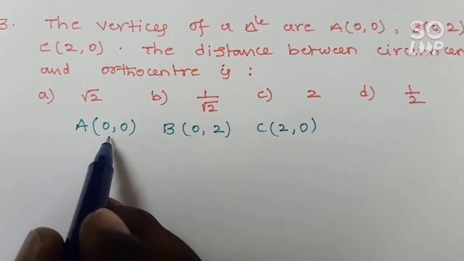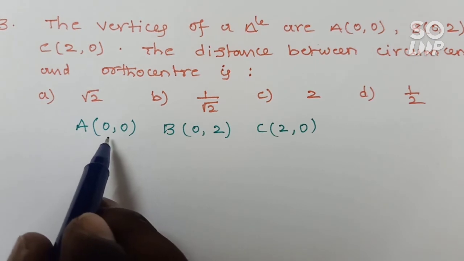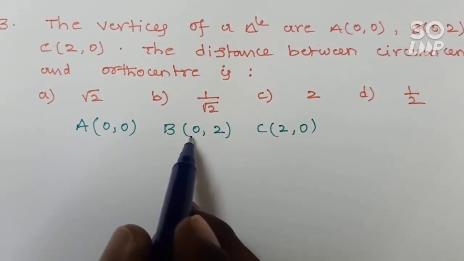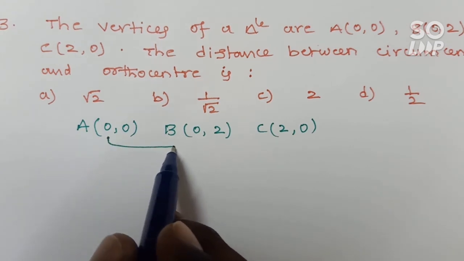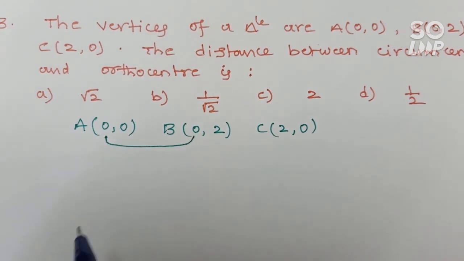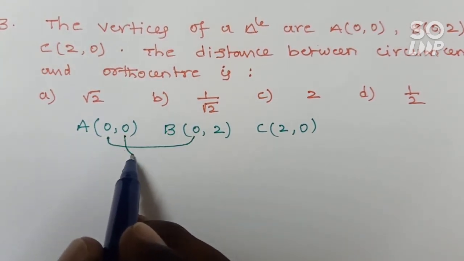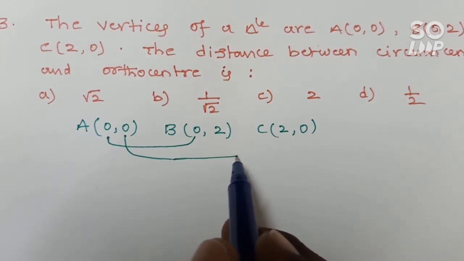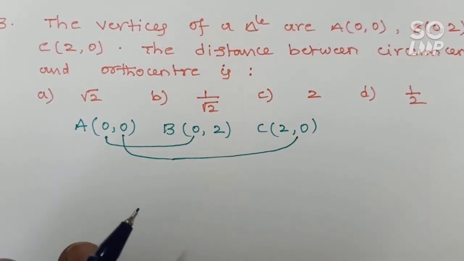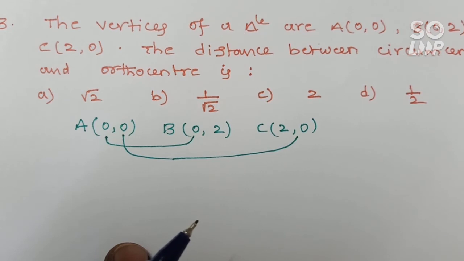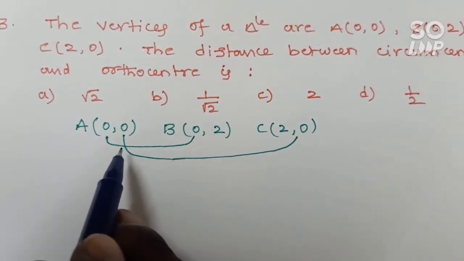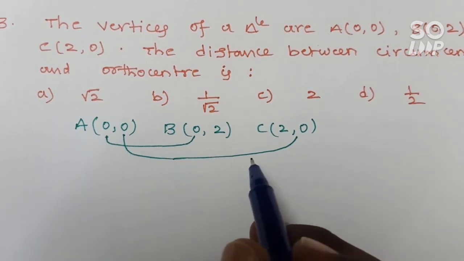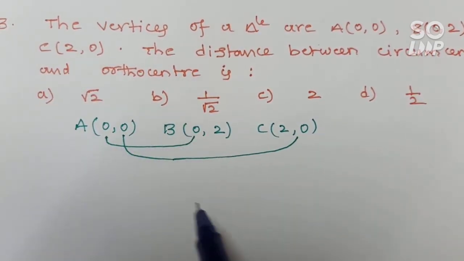Here, by observing the first and second points, the x coordinates are equal. In the first and the last point, the y coordinates are equal. This type of points will always form a right angle triangle. Or otherwise, here you can say that this one will form the right angle.